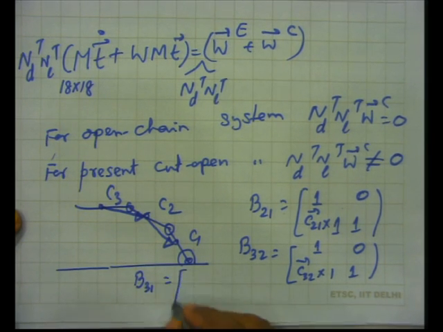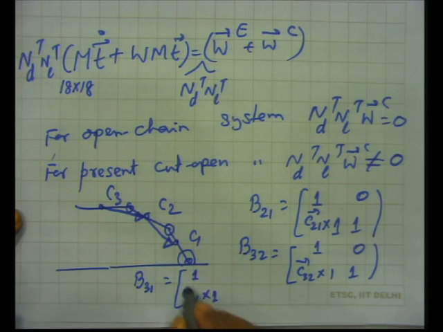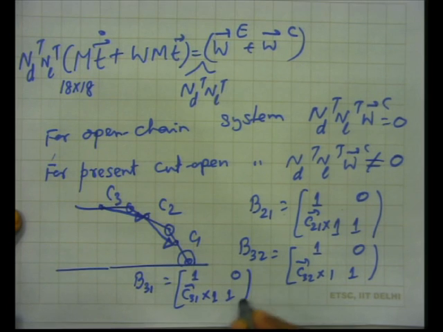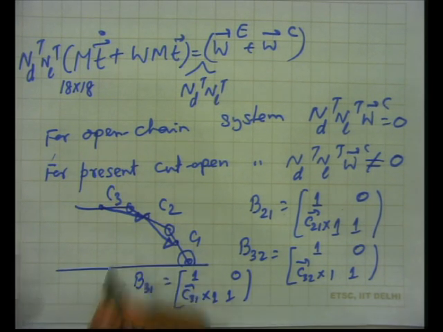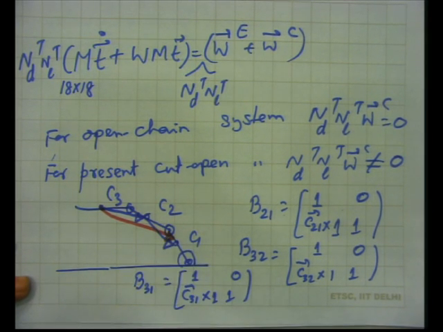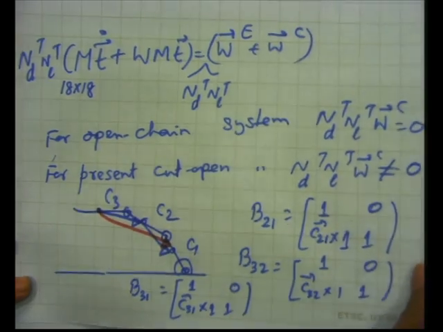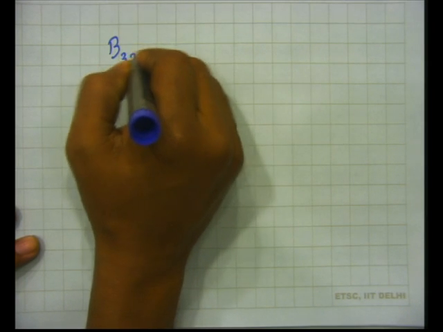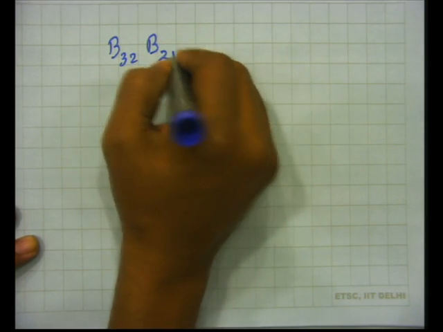is equal to [1 C31 cross; 1 0 1], and what is C31? I will put it in red. C31 is this vector, and if I multiply B32 and B21, that is, B32 and B21.